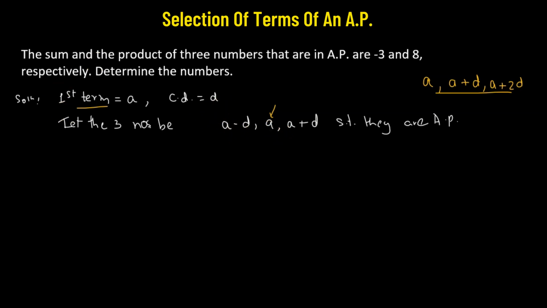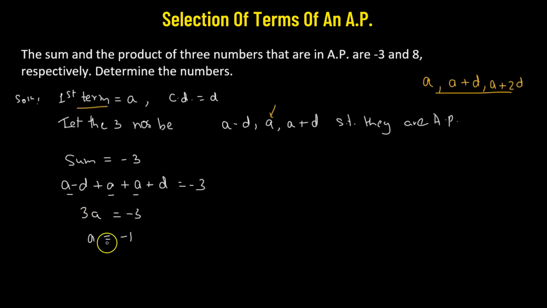That's because when we take the sum of these three numbers, given that the sum is -3, a minus d added to a and a plus d, the common difference gets easily cancelled out, and this is going to help us quickly obtain the value of our first term. So we have a plus a plus a, that's 3a equals -3, and a is -1. So we've immediately found the value of our first term. Now we will use this to obtain the common difference.